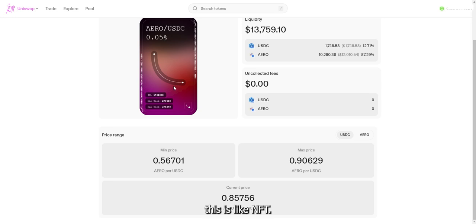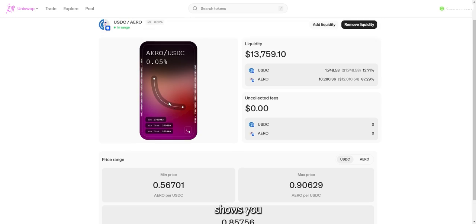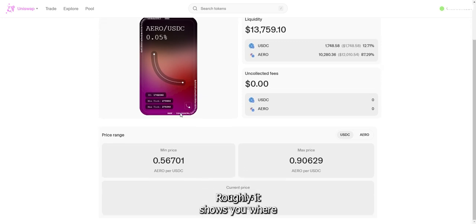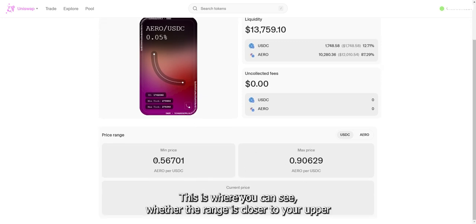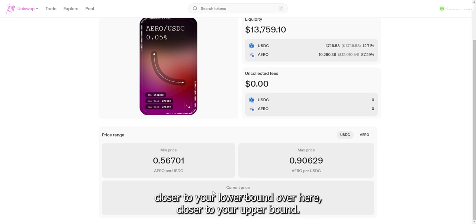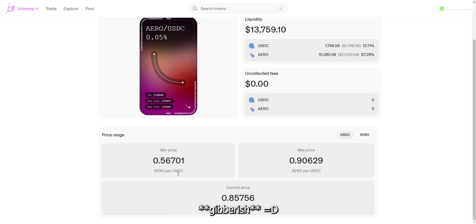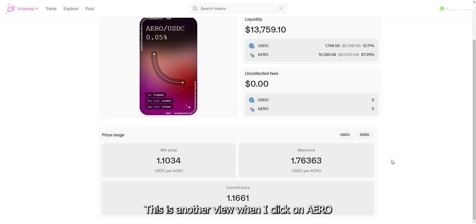This is like the NFT split pool. It shows you roughly where the price is. This is where you can see whether the price is closer to your lower bound over here, or closer to your upper bound. Because the upper bound is when AERO goes up, right? So there's another view by clicking AERO.